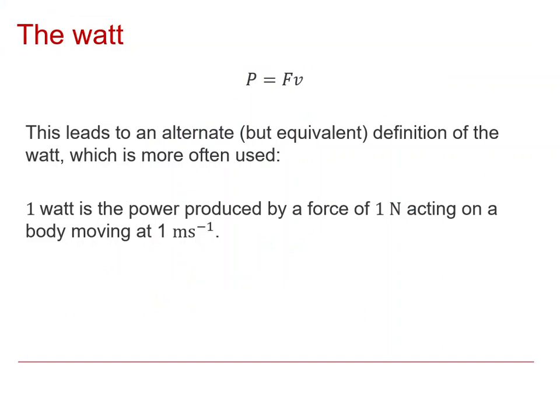First of all, it leads to an alternative definition which is more often used, and that is 1 watt is the power produced by a force of 1 newton acting on a body moving at 1 meter per second.